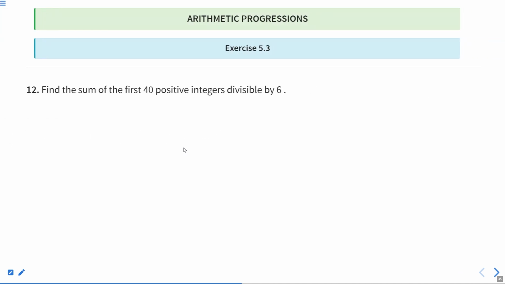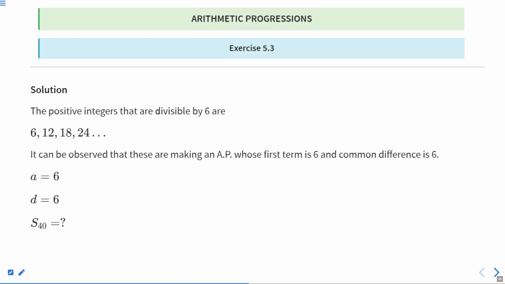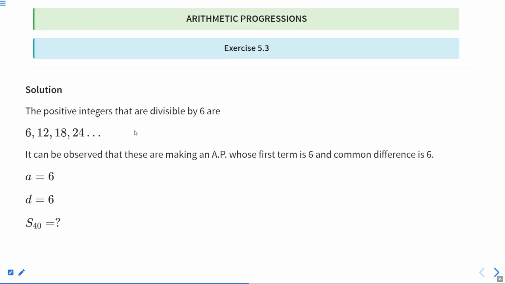Now let us see question number 12. Here you have to find the sum of first 40 positive integers divisible by 6. Let us solve this problem. The positive integers that are divisible by 6 are 6, 12, 18, 24, and so on. It can be observed that these make an arithmetic progression whose first term is 6 and the common difference is 6. So here a is equal to 6, d is equal to 6.